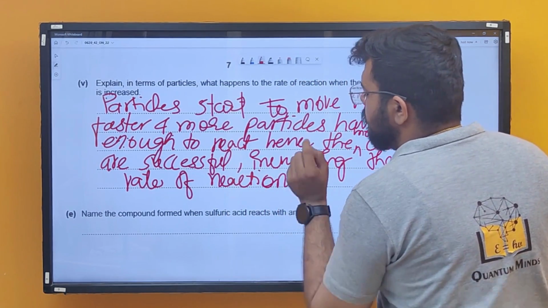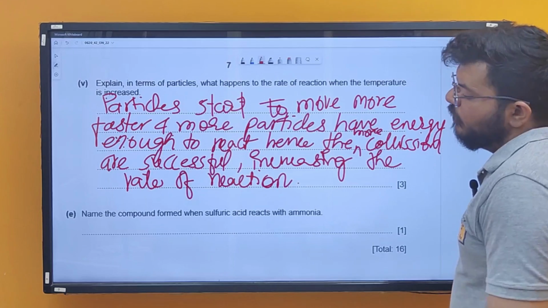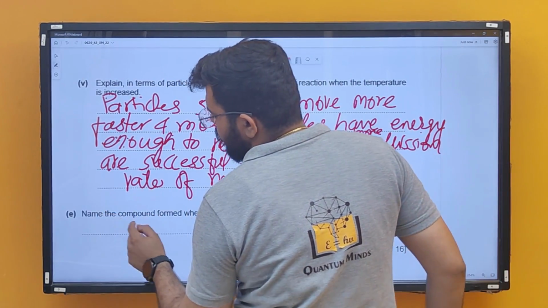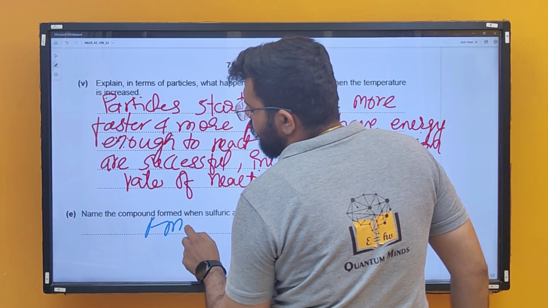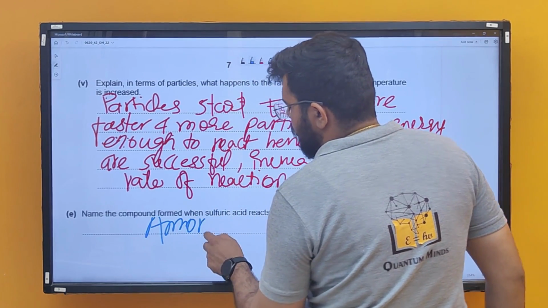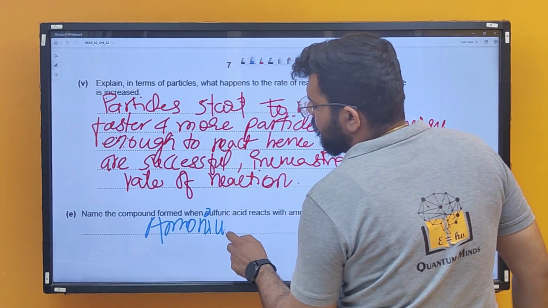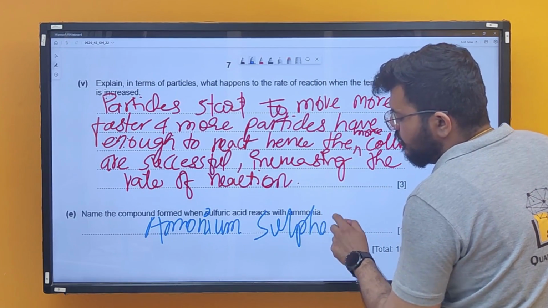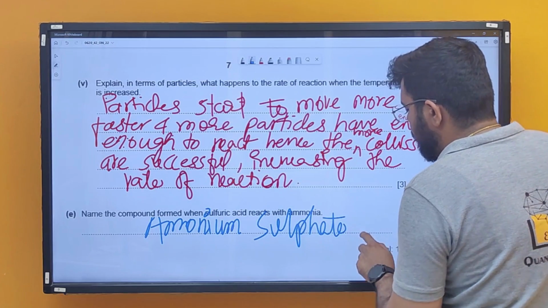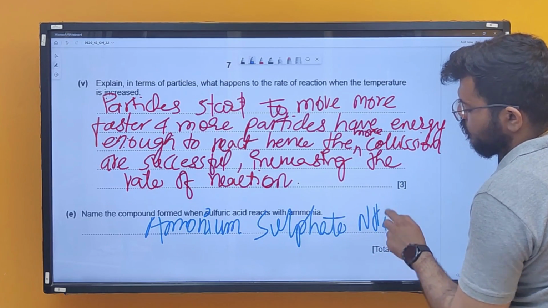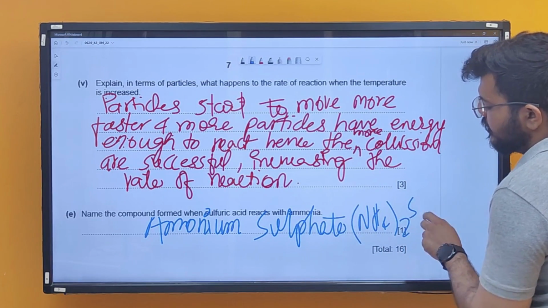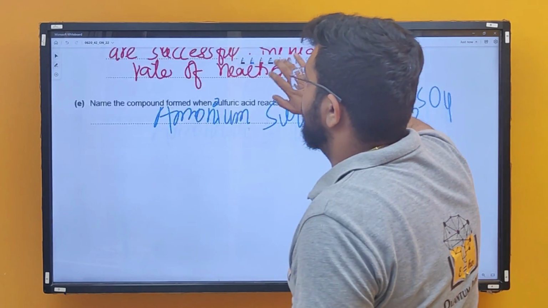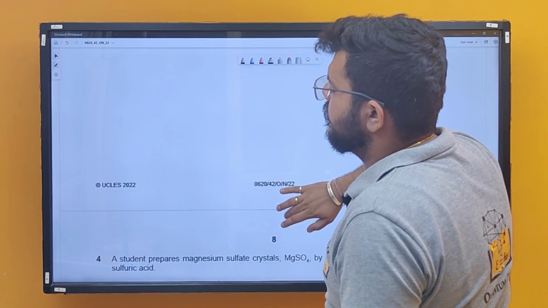Okay, that's your answer. Name the compound formed when sulfuric acid reacts with ammonia. Ammonia is basic in nature, so it forms a salt, ammonium sulfate. Ammonium sulfate, right? Formula, let's also write formula just for you, (NH4)2SO4. Okay, let's see what do we have next.